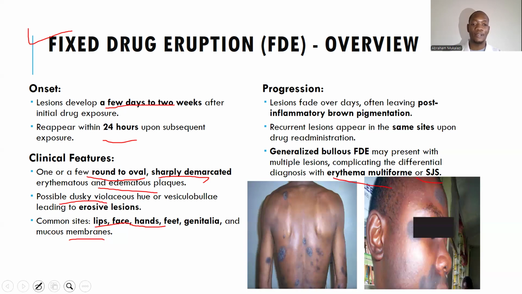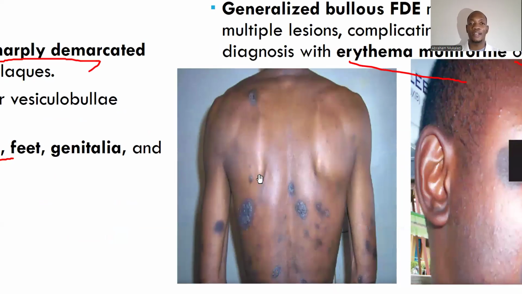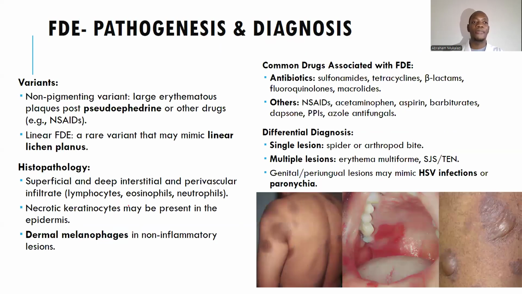So as you can see in this picture, someone has these well-demarcated plaques with hyperpigmentation. This one has a rash here on the face, on the eye there. So that is how it will look clinically. Fixed drug eruption has also been shown to have different variants. Every disease condition can present in different morphological types, or what we call variants. Or sometimes it can be a variant by location. So even FDE has variants.